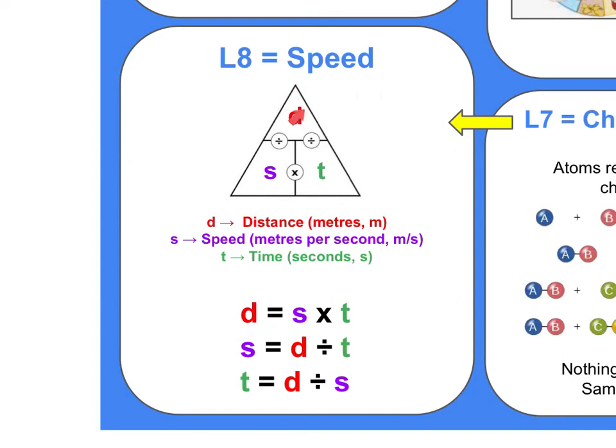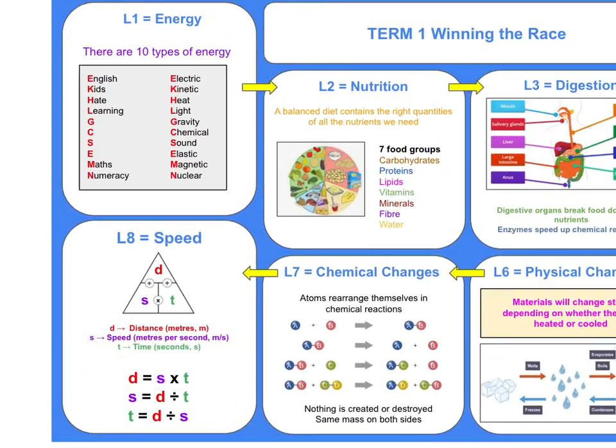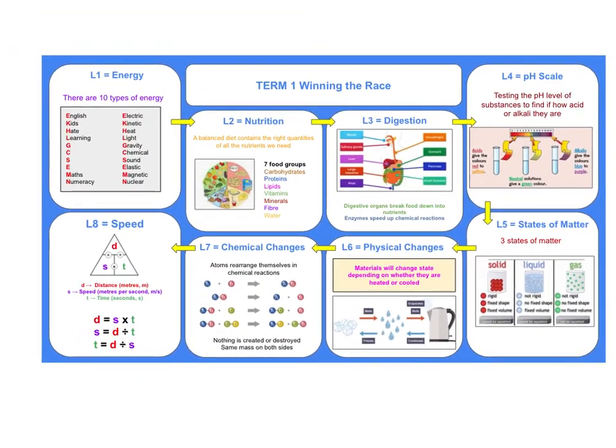If you put your finger over D, then you'll find the equation to find distance. So it's S times T. If you put your finger over S, D is left over T, so D divided by T. And then finger over T, D over S, or D divided by S. And that's Year 7, Term 1.